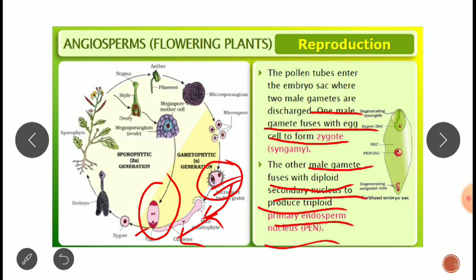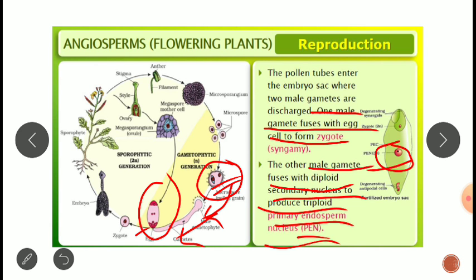But there is one more gamete present, no? That gamete goes and fuses with the polar nuclei, or the diploid secondary nucleus, and there it forms something known as the triploid primary endosperm nucleus, or PEN. So two were already there, and one male gamete coming, so totally three.